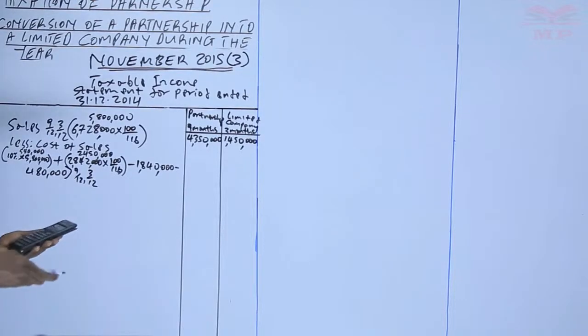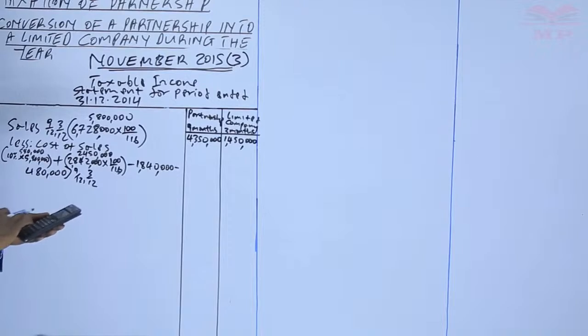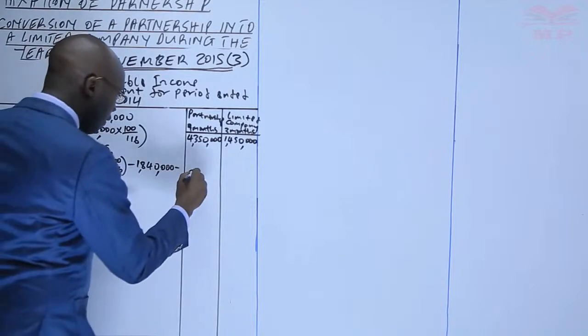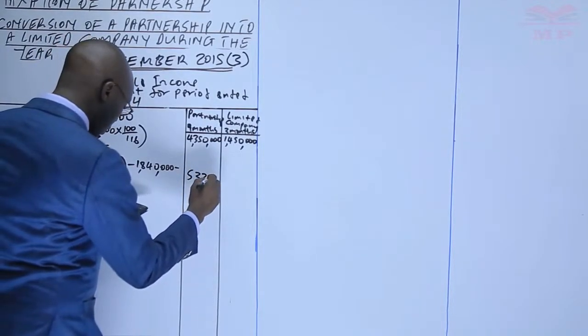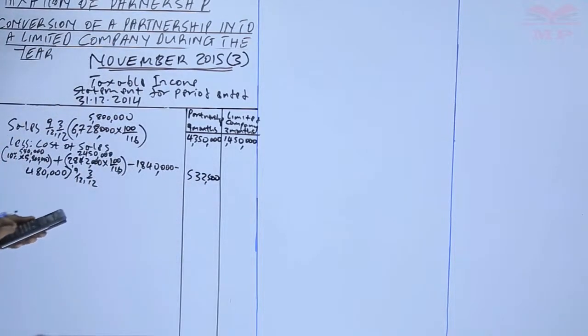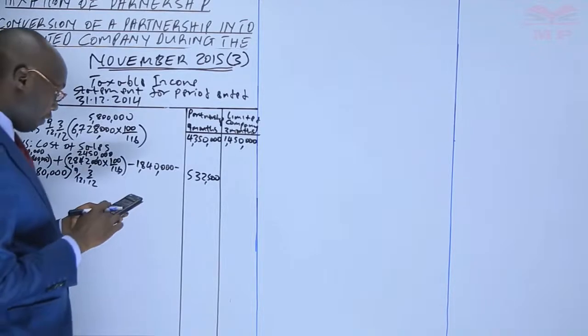So we are going to have 580,000 plus 2,450,000 and then minus 1,840,000 and then minus 480,000. That gives us 710,000, and then we multiply by 9, divide by 12. That is 532,500, and then the other one is going to be 710,000 times 3 over 12. That gives us 177,500.